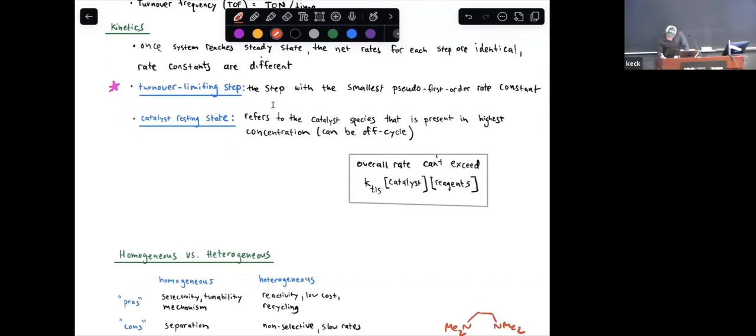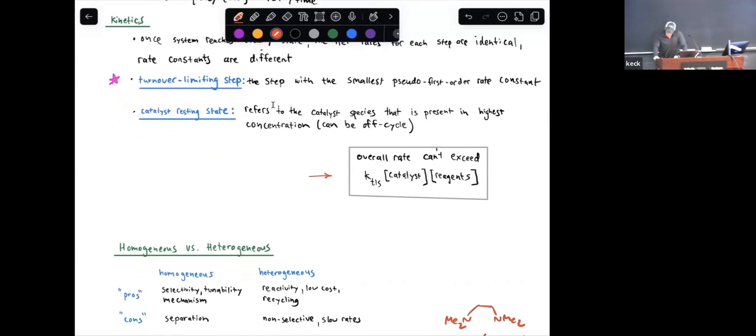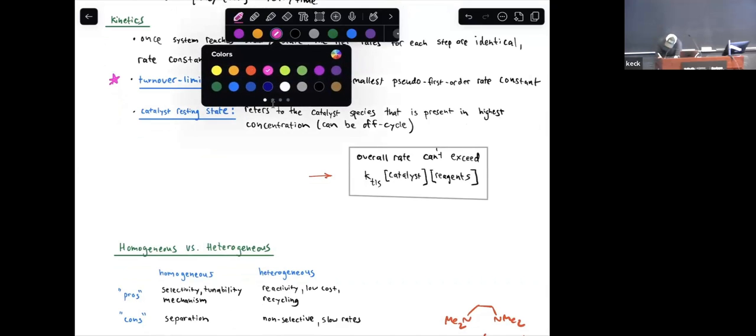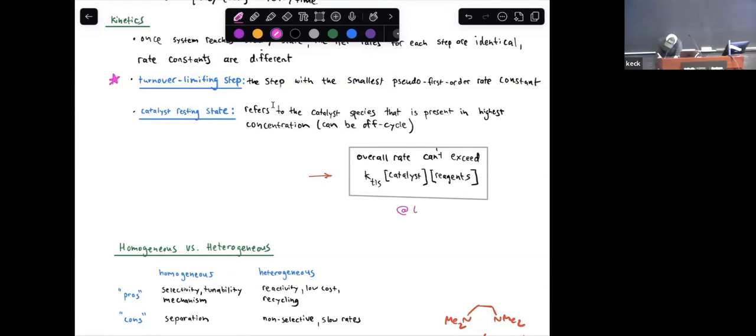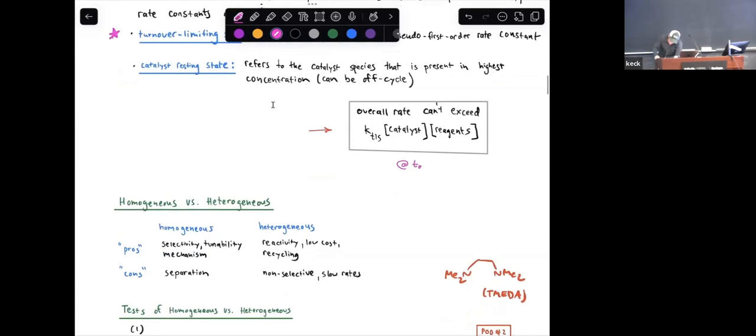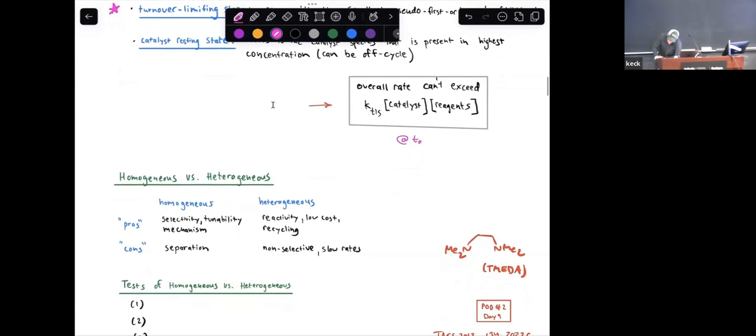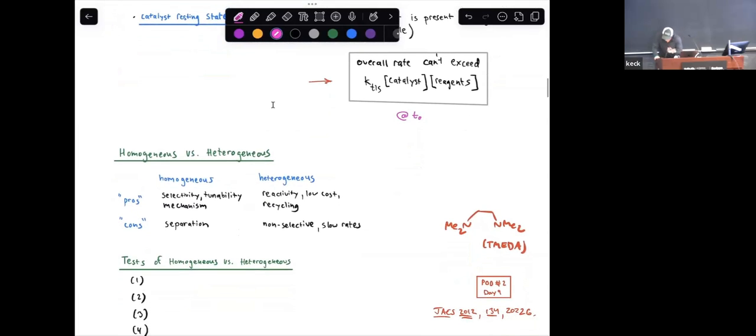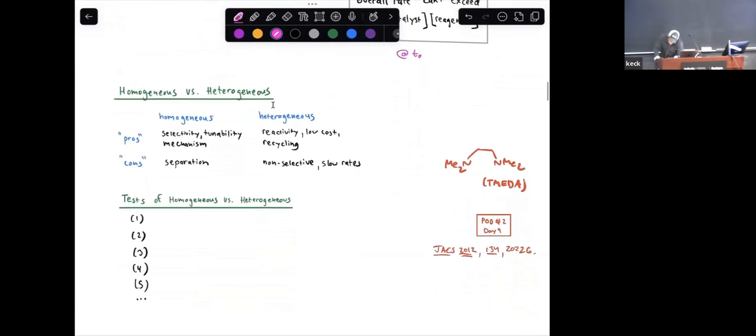And then as a consequence of this point that is starred, the overall kinetics of a given reaction cannot obviously exceed the rate of the slowest step times the concentrations of the catalyst and reagents at the T0 time point. So I think none of this is new, but hopefully just seeing it for a second time and seeing it defined rigorously is helpful.